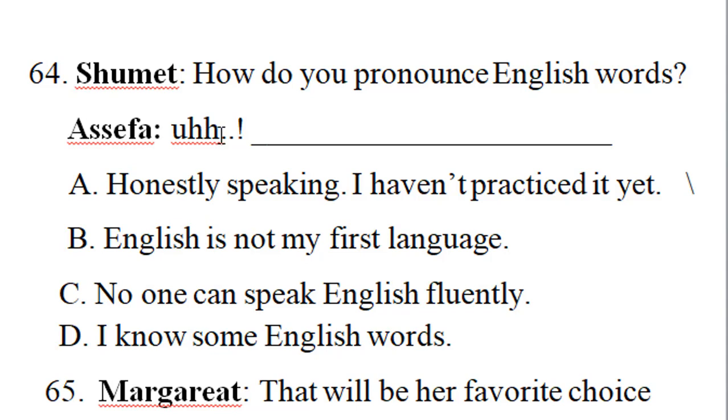Shumat and Asafra, how do you pronounce English words? How do you pronounce English words? Honestly speaking, I haven't practiced it yet. I'm still in problem. English is not my friend. I know some English words, so the answer is: honestly speaking, I haven't practiced yet.